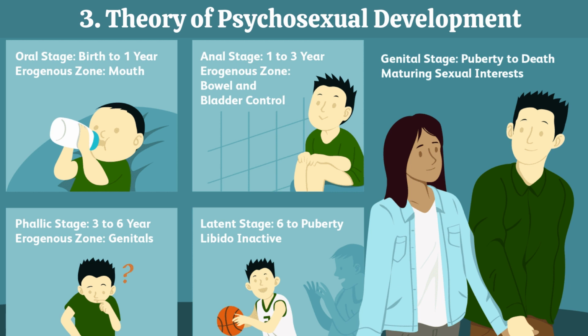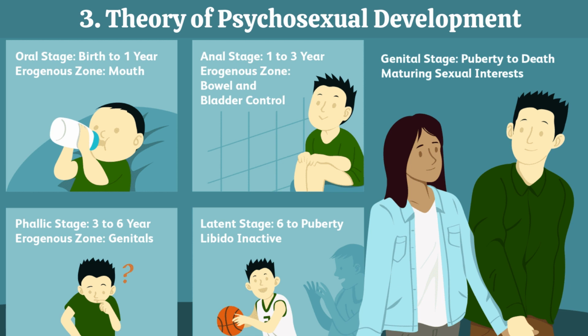And at this stage, the onset of puberty causes the libido to become active once again. In the previous stage, the latent stage, the libido was inactive, but in this genital stage, the libido becomes active once again. And the individual, during this final stage of psychosexual development, develops a strong sexual interest in the opposite sex. And this stage begins during puberty but lasts throughout the rest of a person's life.